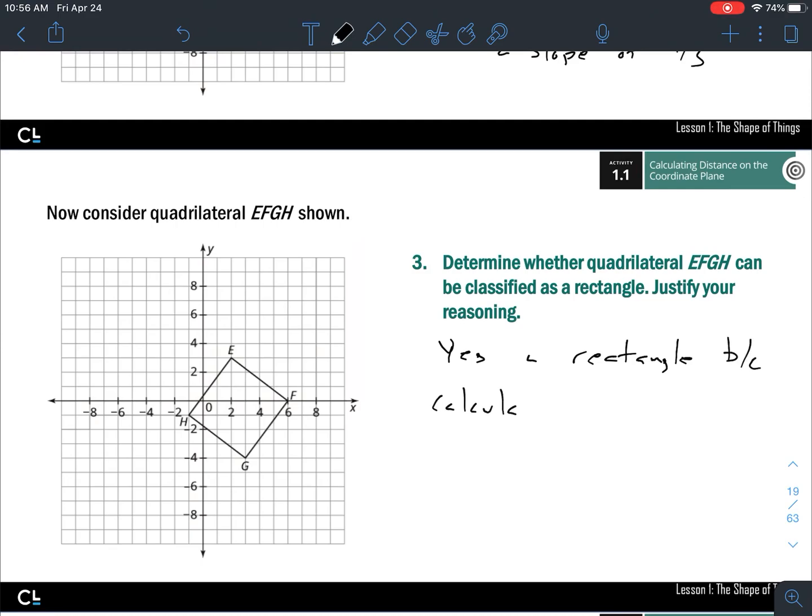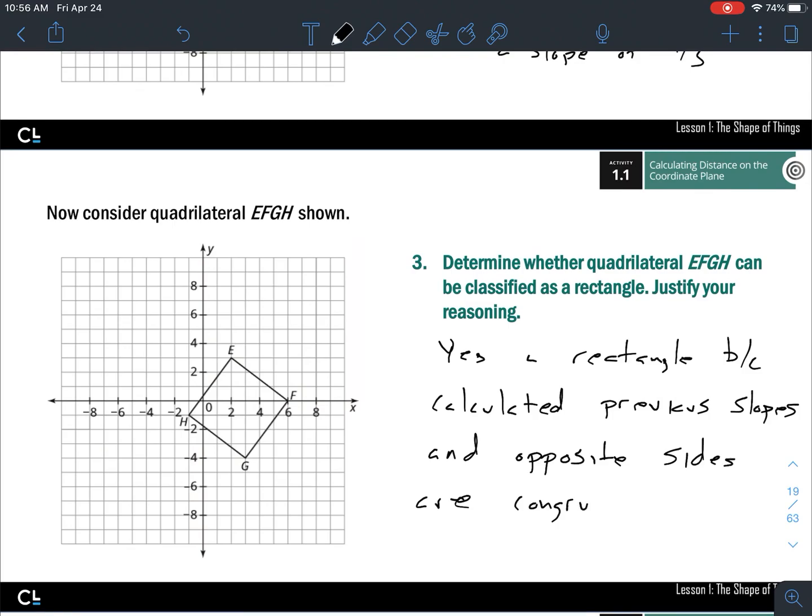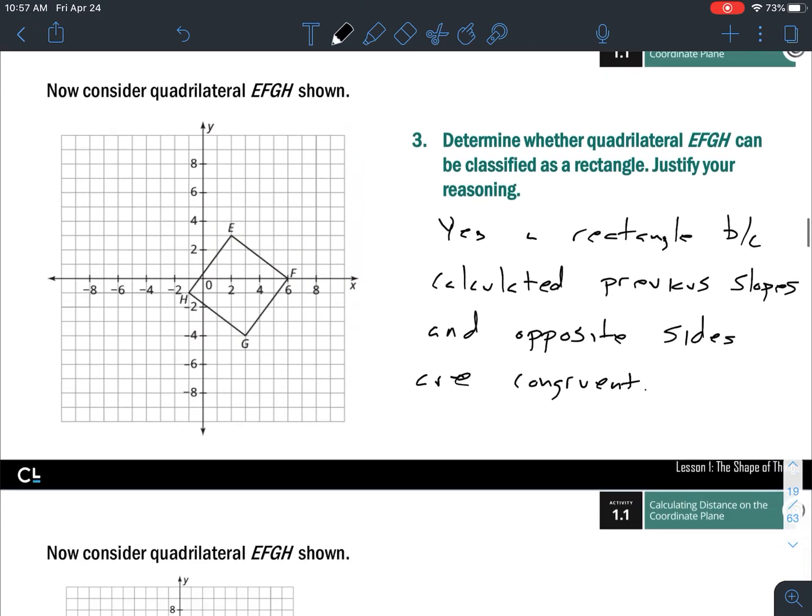because of the calculated previous slopes and opposite sides are congruent. So what that means is that EF and HG are congruent, but FG and HE are congruent to each other, meaning that they're the same. But EF is not the same as HE, and EF is not the same as GF.